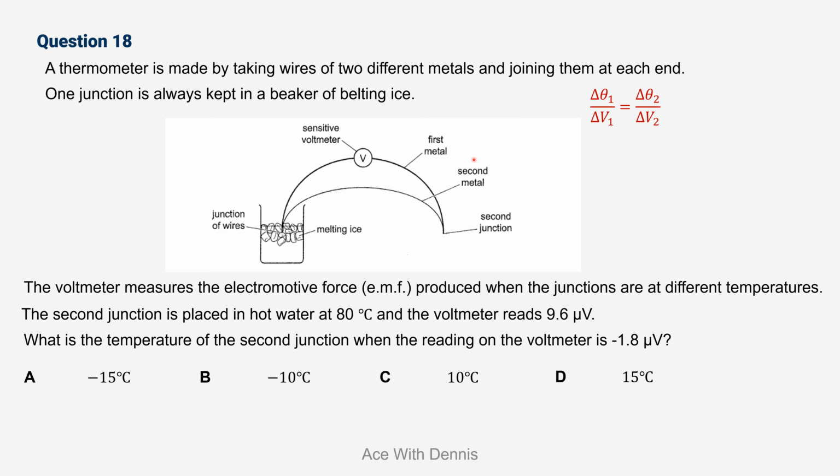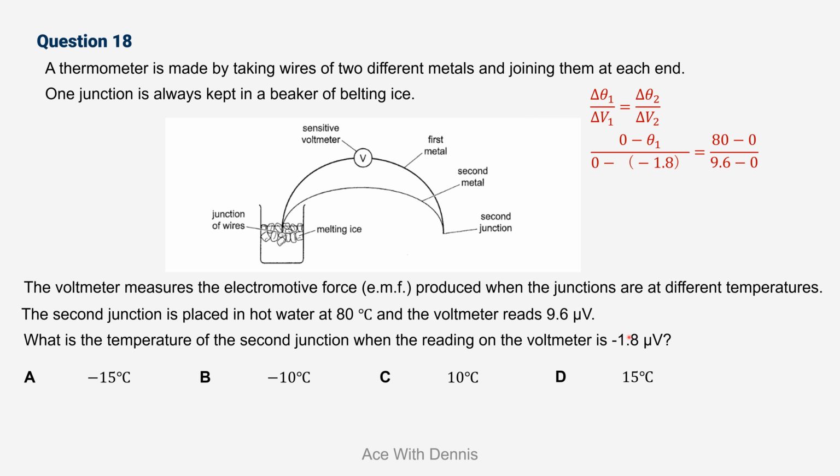To obtain the answer for question 18, we need to apply the formula for the thermocouple thermometer, where the change of temperature 1 over the change of voltmeter reading 1 equals the change of temperature 2 over the change of voltmeter reading for the second situation. Remember that for a good thermometer, it must be linear in terms of the change of temperature versus the change of another parameter. For this case, theta 1 and V1 is the one that we want to find, and theta 2 and V2 is the given information.